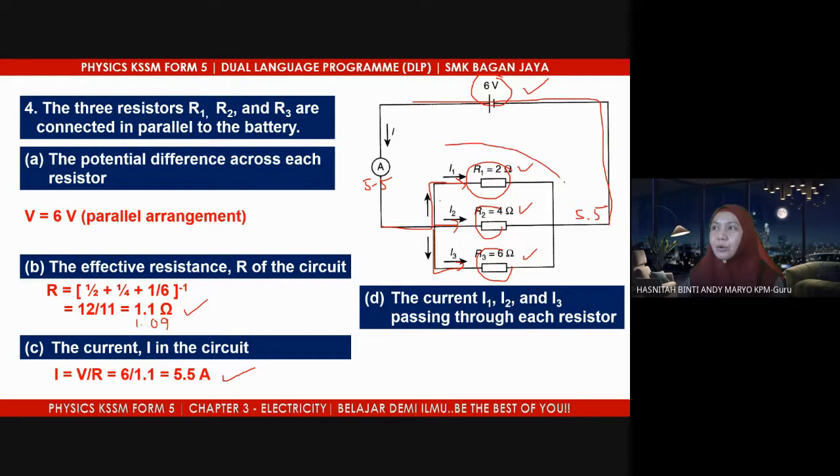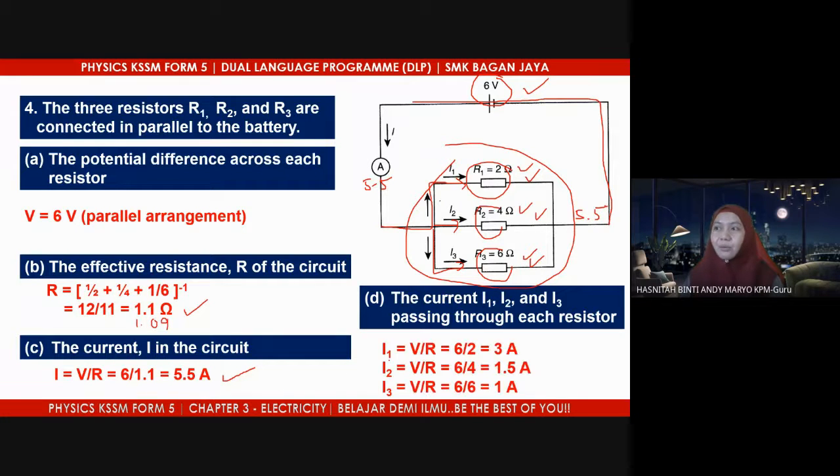So how to know from this 5.5 how much entering the first resistor, how much entering the second resistor, how much entering the third resistor? So we use this equation, I equals V over R. Use the value for resistor for each. V semua samalah 6. R1 ini 2, so it will give 3 ampere. So 3 ampere flows in the first branch, 1.5 ampere flows in the second, and 1 ampere flows in the third branch. So when you total back together, you will get 5.5 ampere.